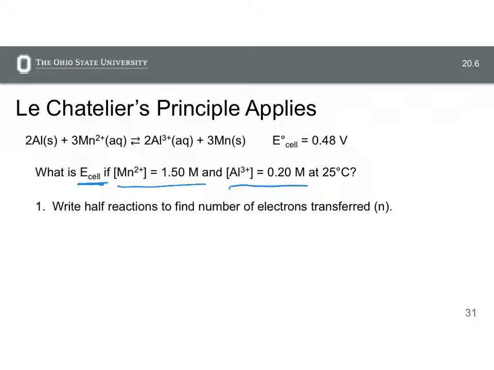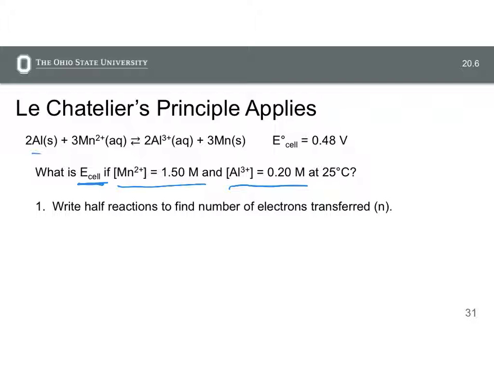Okay, so first thing we need to do, because the cell potential is dependent on the number of electrons transferred, we need to determine the half reactions. So, how much time we have left? 5 minutes. I kind of want to get through this, so I'm just going to keep going here.